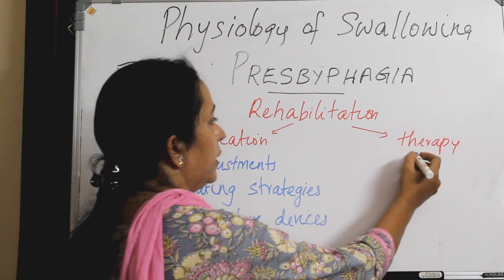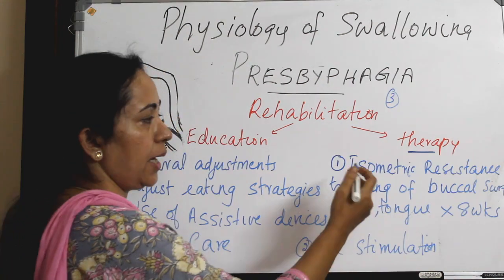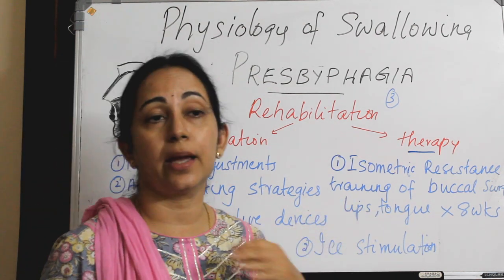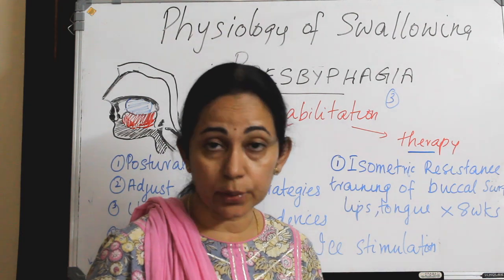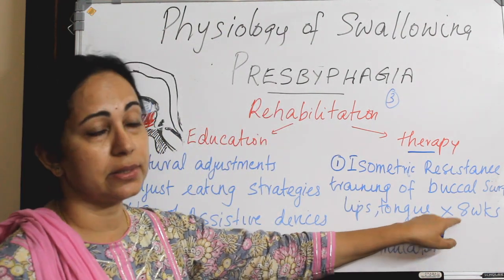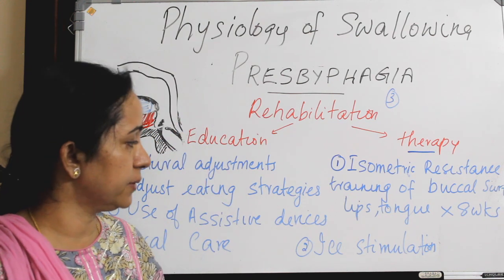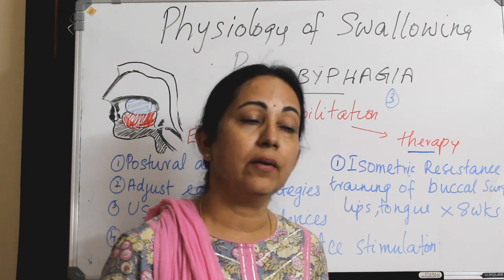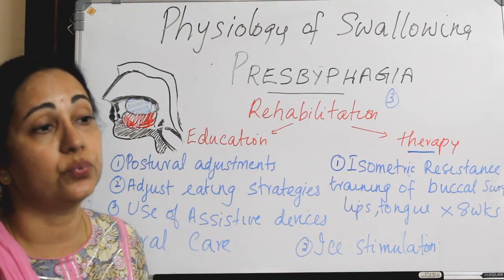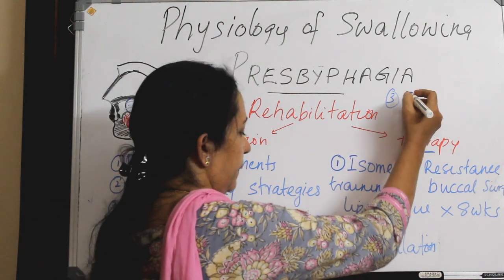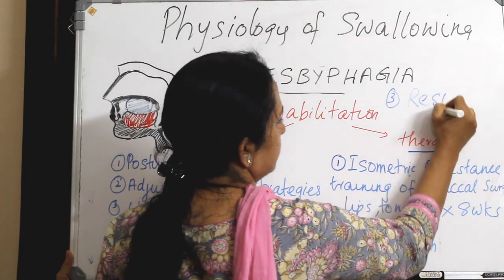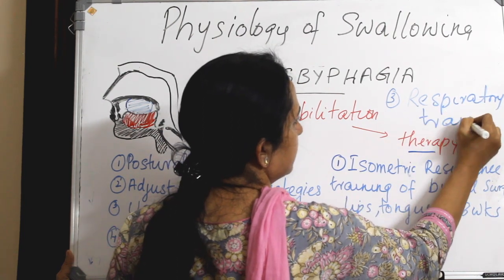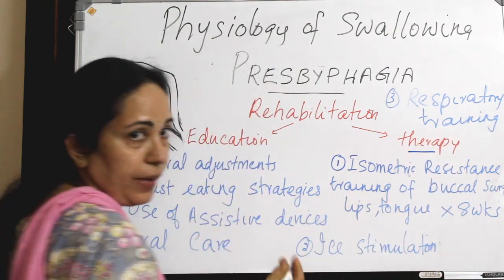In rehabilitation therapy measures, one is isometric resistance training of the buccal surface, lips, tongue, and the oropharyngeal and laryngopharyngeal musculature, which for 8 weeks significantly improved the function. Then stimulation of these muscles, especially of the oral mucosa, will increase the sensitivity to food. And thirdly, respiratory training will improve the muscles and reduce the chances of aspiration.